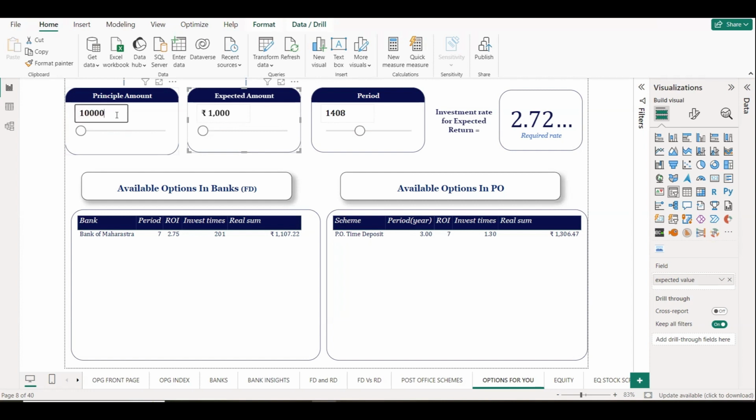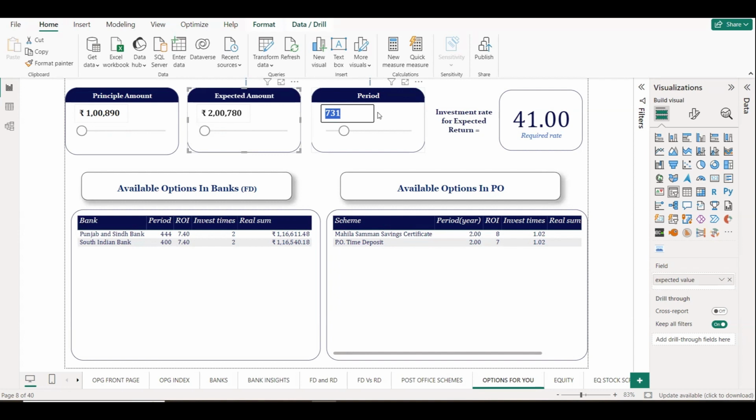Let's just say I have 1 lakh rupees now, and I expect in future that I will get 2 lakh rupees, and I'm willing to invest that for a period of, let's just say, 2 years. So 2 years means almost 730 days. As you can see, my expected rate of return is turning out to be 41 percent. That is highly unrealistic for a bank FD. So here you can see that I won't be able to earn 2 lakh rupees by investing for 730 days.